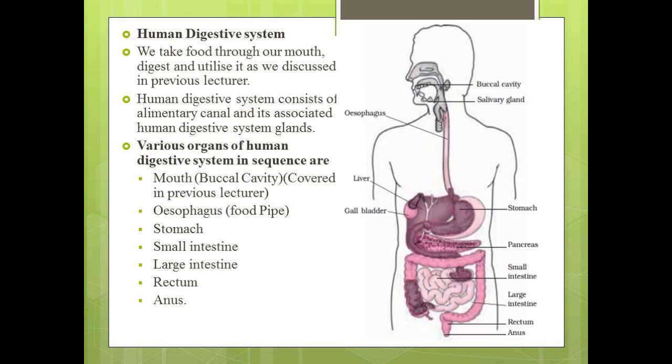Human digestive system. We take food through our mouth, digest and utilize it, as we discussed in the previous lecture. The human digestive system consists of the alimentary canal and its associated glands. The various organs of the human digestive system in sequence are mouth, esophagus, stomach, small intestine, large intestine, rectum and anus.